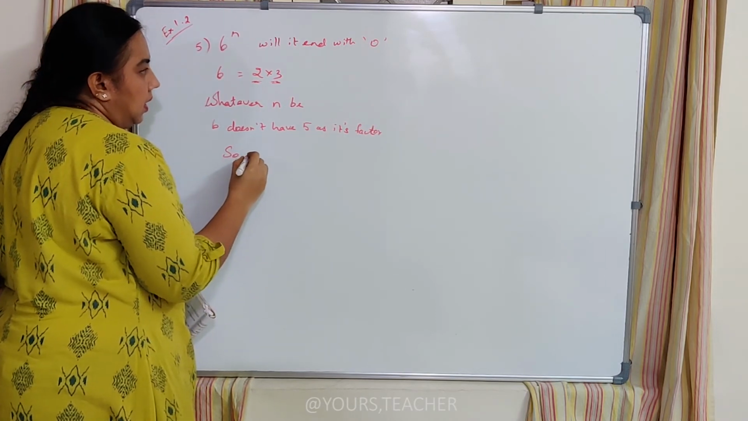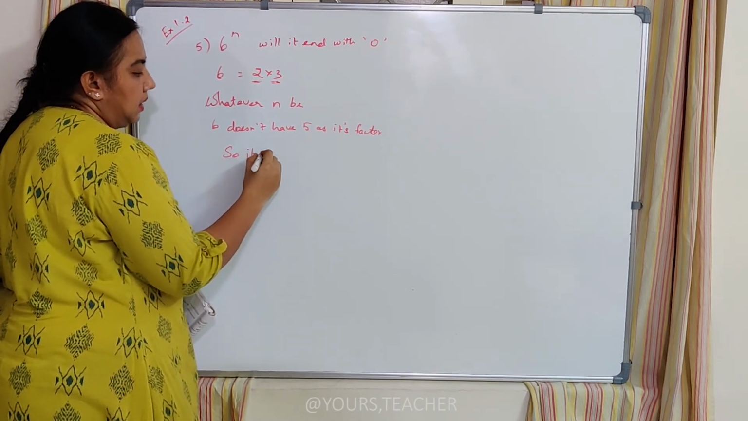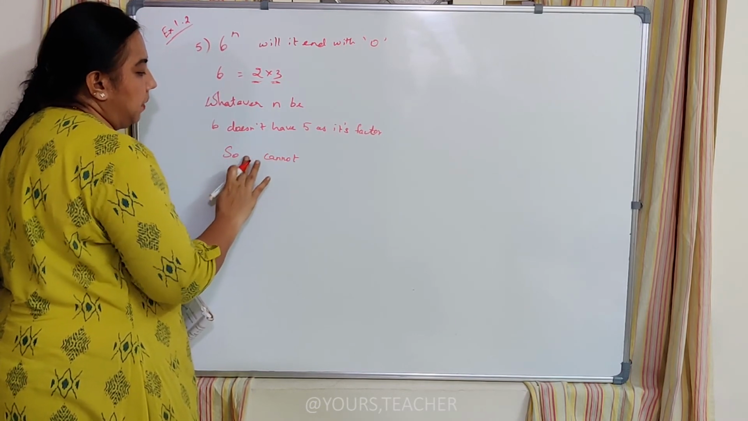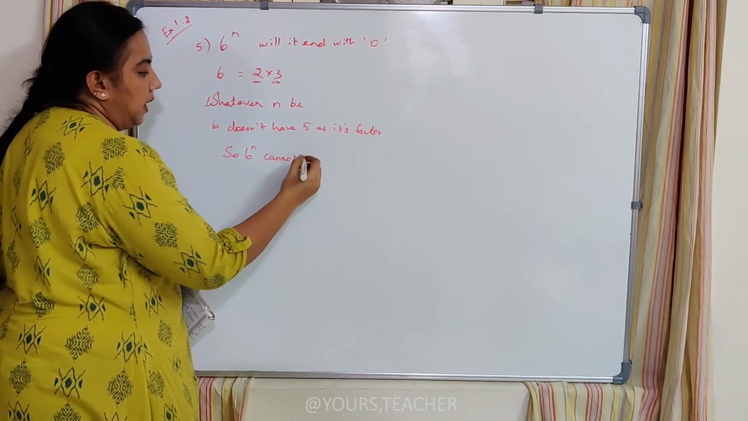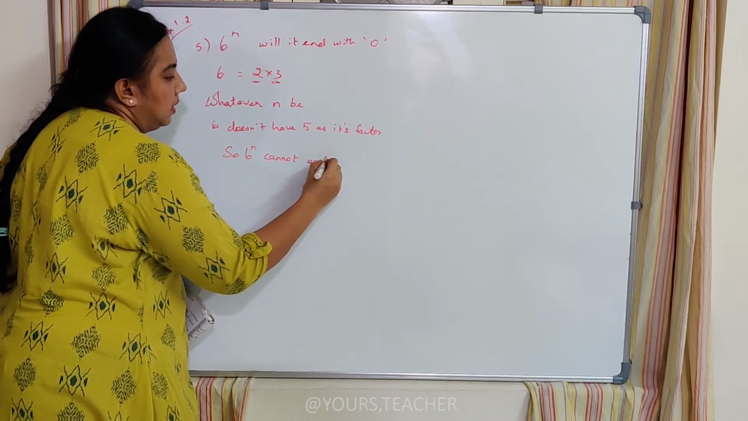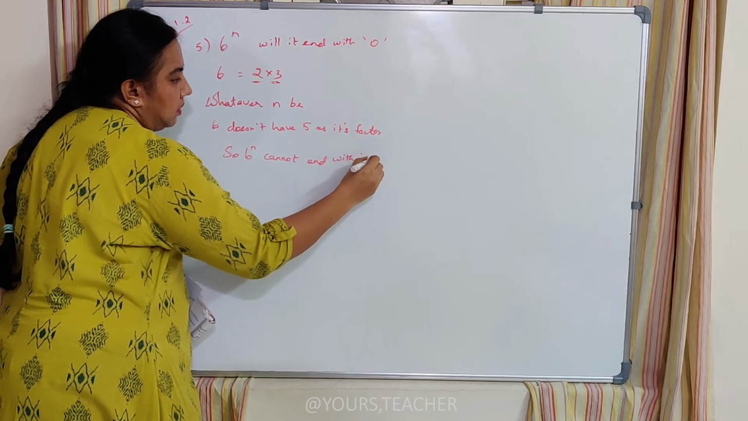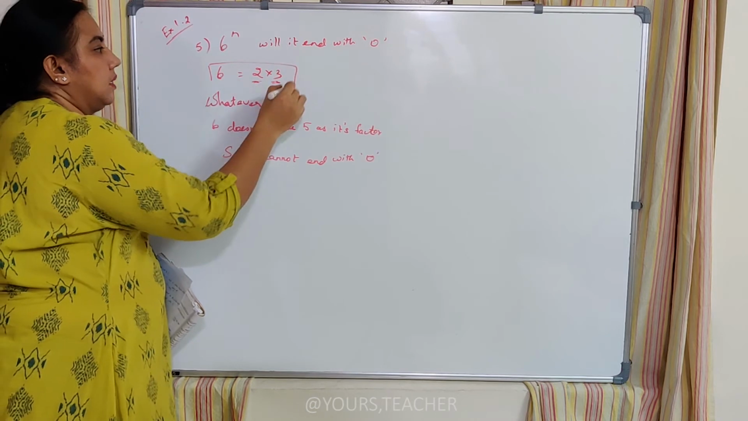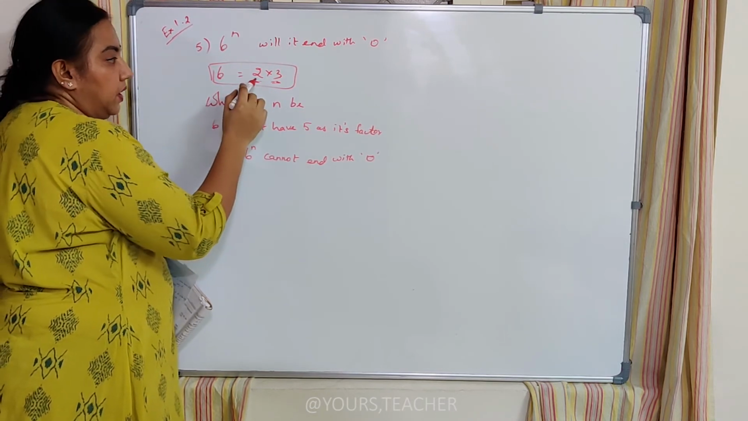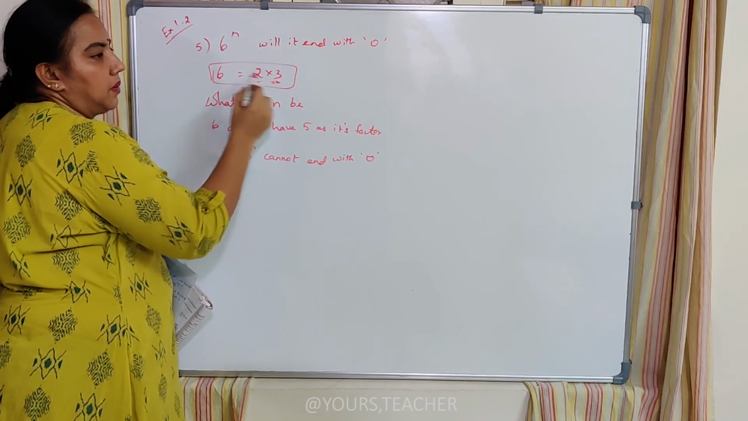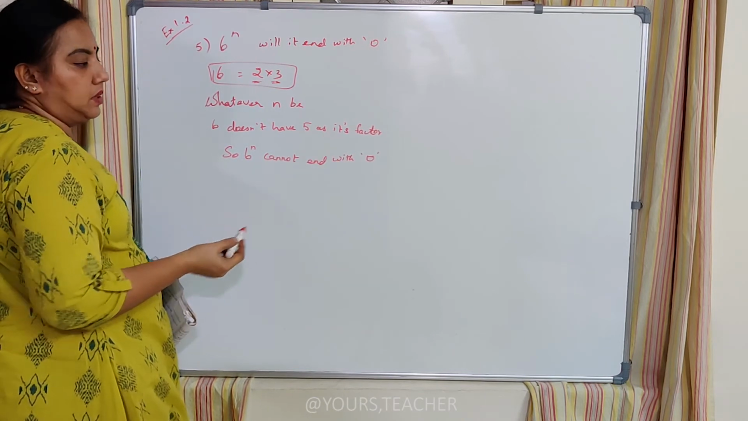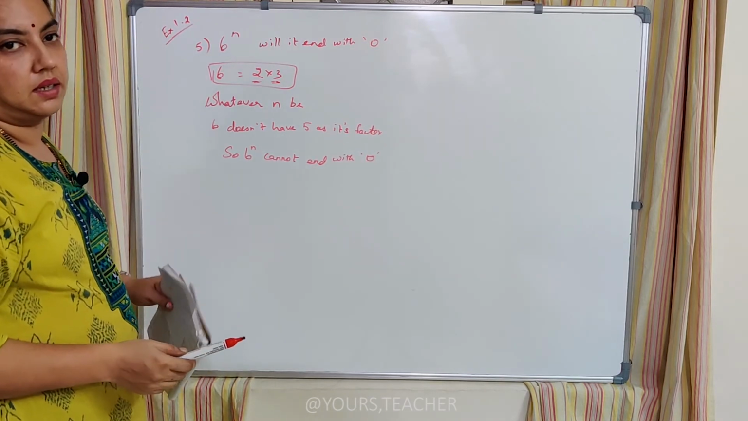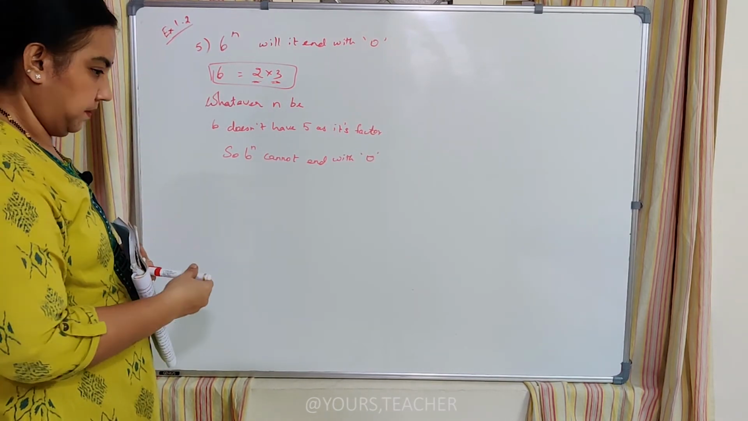So 6 power n cannot end with 0. Okay, so the question is answered. This is the basic thing. Only because of this reason, if at all it had a 5 in one of the numbers, then it would end with 0. But as this doesn't have any 5 in it, the answer does not end with 0.